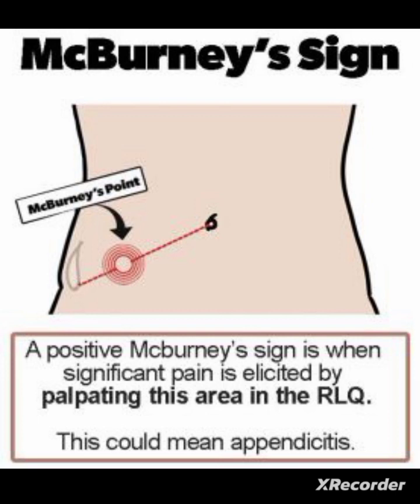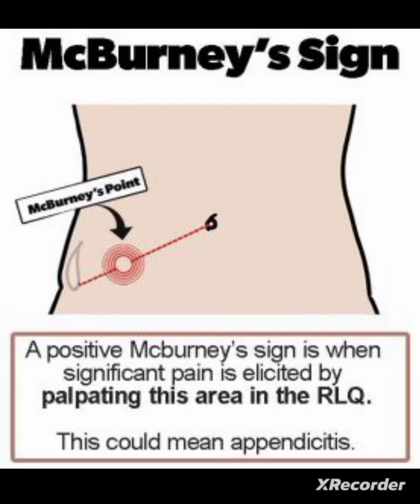McBurney's sign is observed at McBurney's point. It is the point or junction of the lateral one-third and middle two-thirds of the line joining the umbilicus to the right anterior superior iliac spine. In this picture, you can see an imaginary line from the umbilicus to the anterior superior iliac spine. That point is known as McBurney's point.